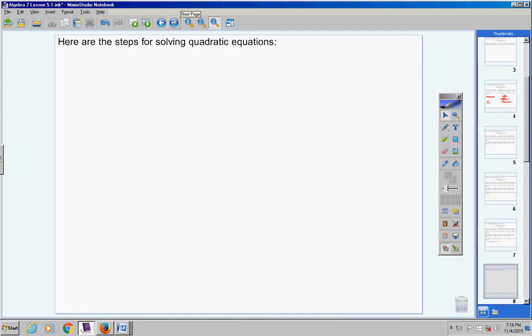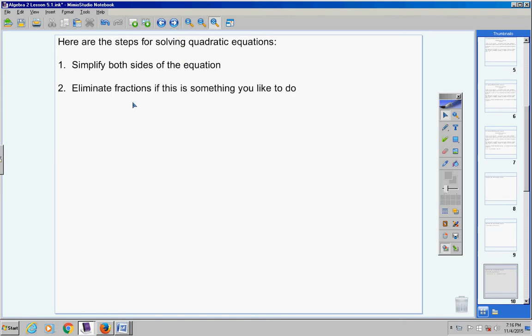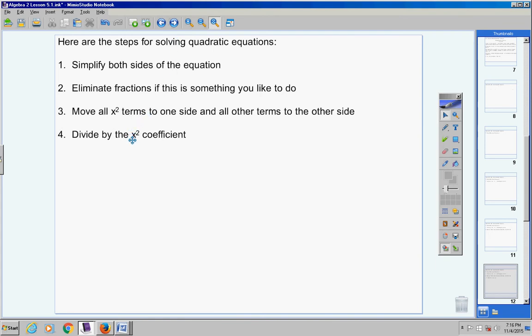Here we go. Step 1, simplify both sides of the equation. Step 2, this is optional. You don't have to do this. Eliminate fractions if this is something you like to do. Personally, for me, I like to get rid of fractions. Okay, that's me. Okay, moving on. Number 3. Move all x squared terms to one side and all other terms to the other side. Okay? Step 4. Divide by the x squared coefficient. Okay? Divide by the x squared coefficient. Lastly, take the square root of both sides. Take the square root of both sides.